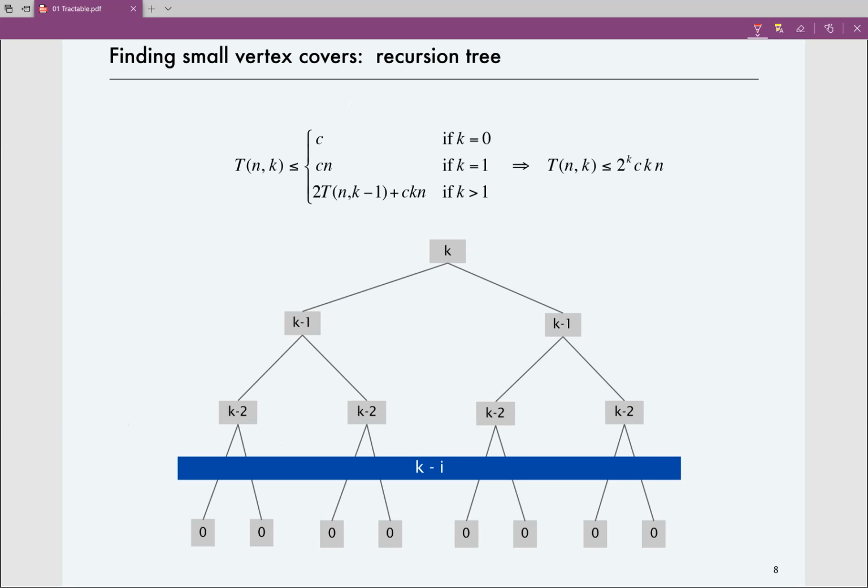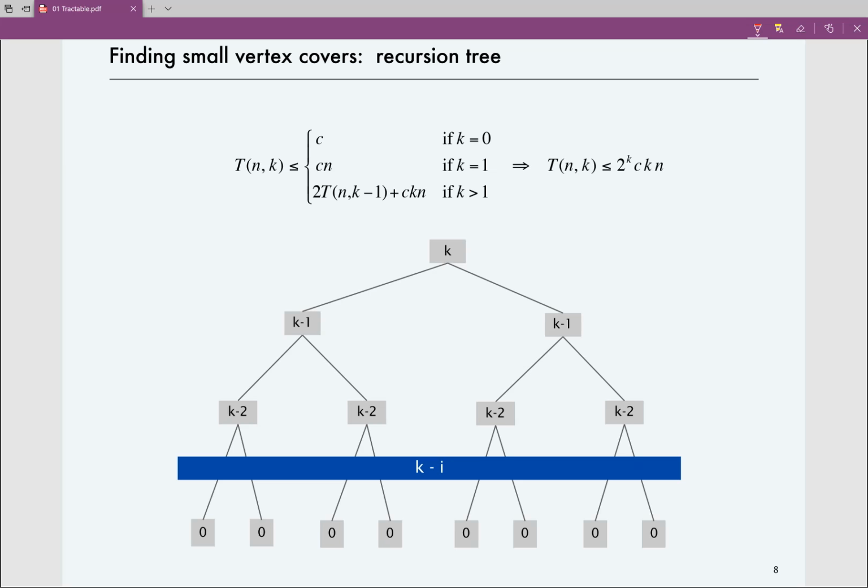Initially we call the function with k. That's going to create 2 recursive calls with k minus 1, 4 recursive calls with k minus 2, and so on. In general, we're going to have to go down k levels of recursion. That means at the very bottom level we're going to have 2 to the k calls. At each layer of the recursion, it's going to take us some constant c times k times n amount of time to check whether we have a vertex cover using some particular set of k nodes or not.